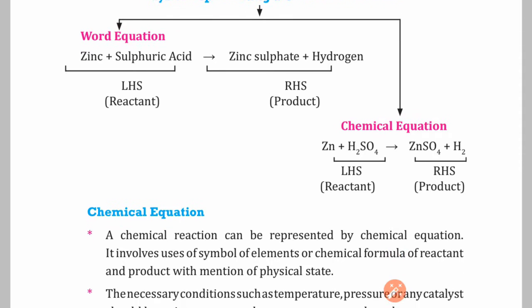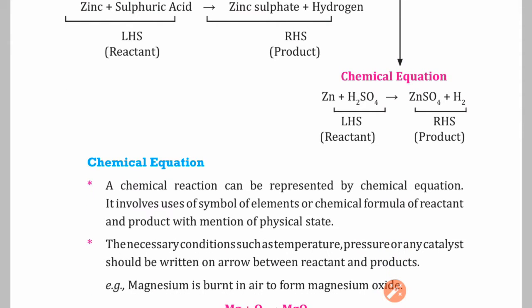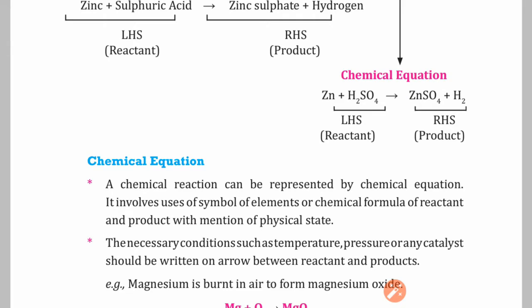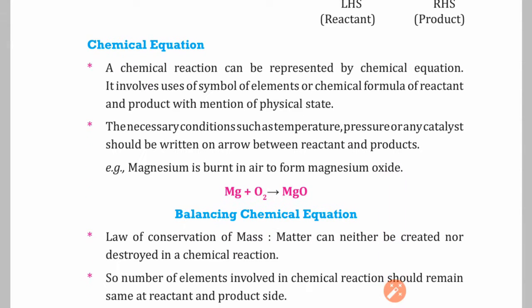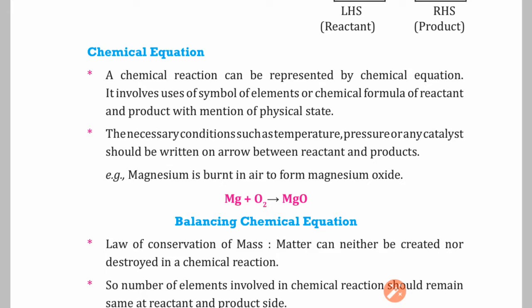Chemical equation. A chemical reaction can be represented by a chemical equation. It involves the use of symbols of elements or chemical formulae of reactants and products with their physical states mentioned. The necessary conditions such as temperature, pressure, or any catalyst, should also be written on the arrow between reactant and product. For example, magnesium is burnt in air to form magnesium oxide, represented as Mg plus O2 gives MgO.